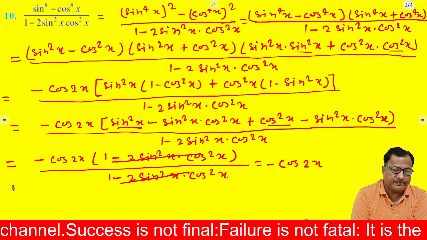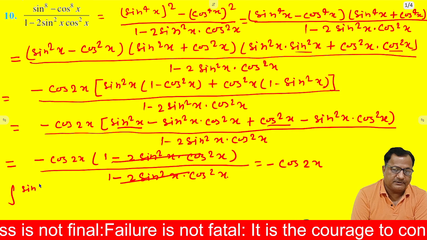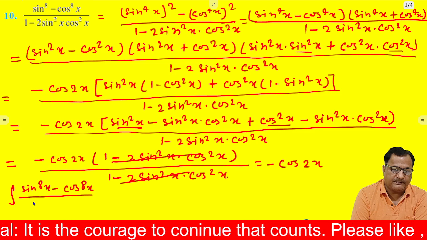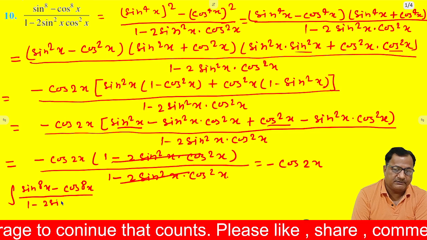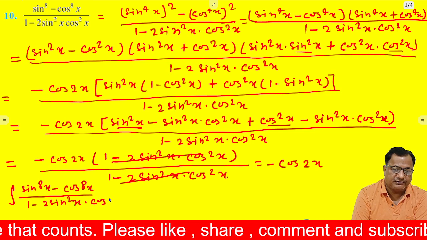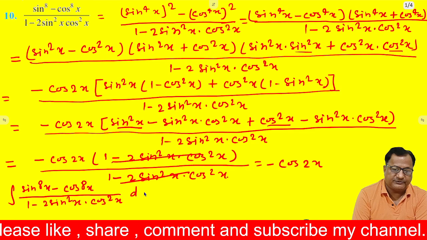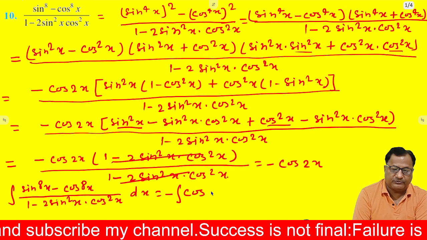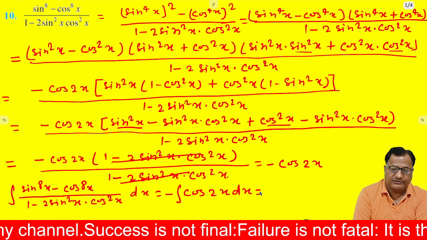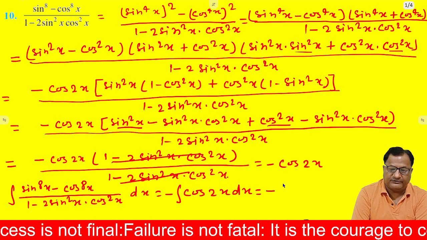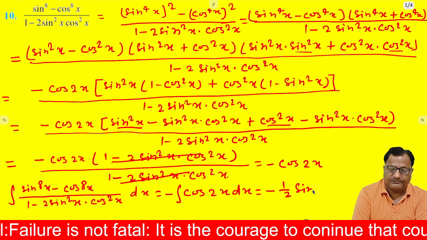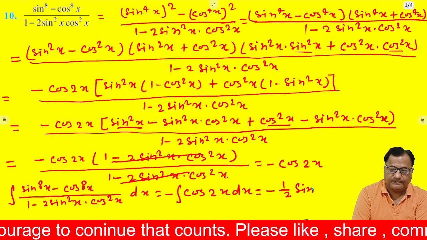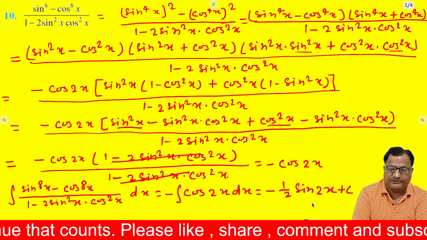Now the integration of (sin^4 x minus cos^4 x) divided by (1 minus 2 sin^2 x cos^2 x) dx is equal to the integration of minus cos 2x dx, which will be minus 1 by 2 sin 2x plus c. This is the answer.